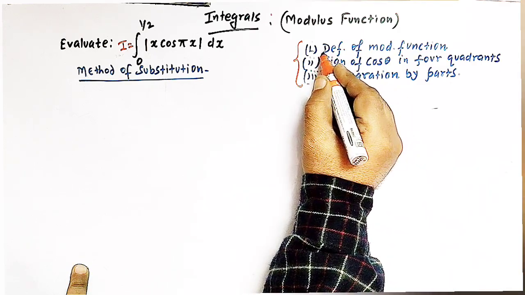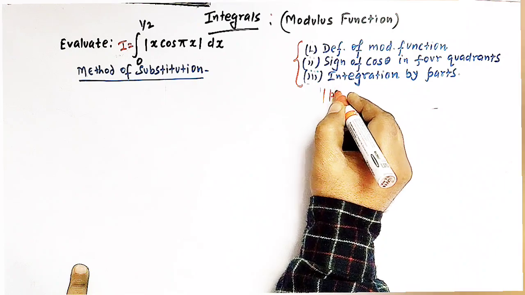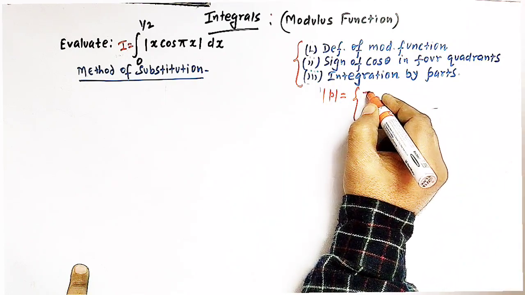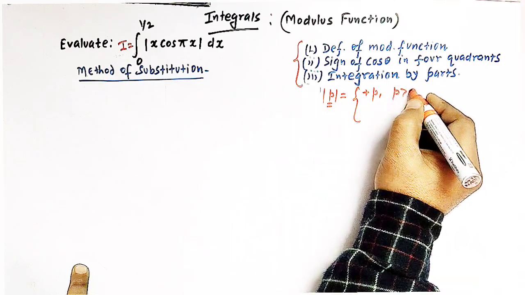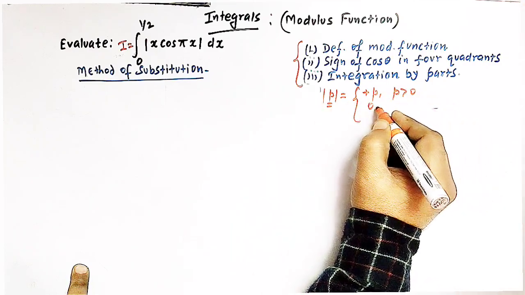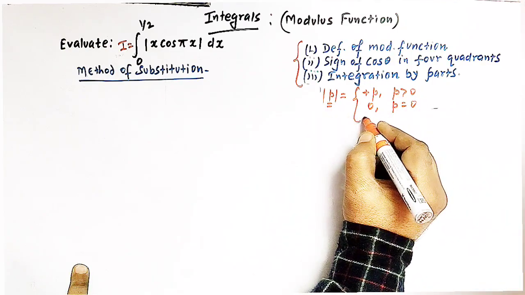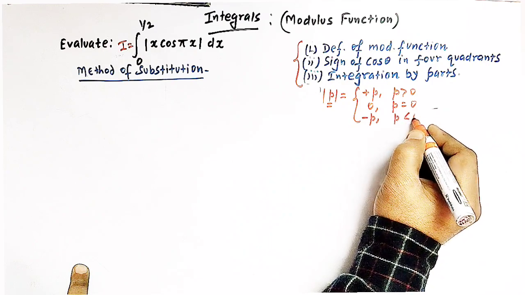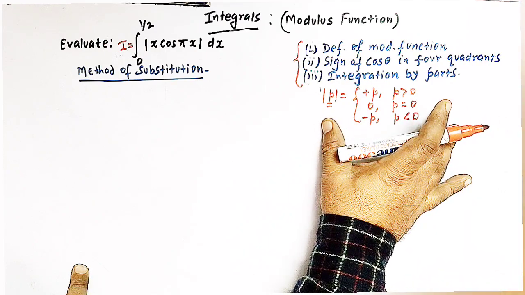So in the first case, we have the definition of mod function. See, the mod function is defined as mod of p is given by a positive p whenever this p is greater than 0, and mod of p is equal to 0 when p is equal to 0, and mod of p is equal to negative p when p is less than 0. So this is the definition of mod function, right?